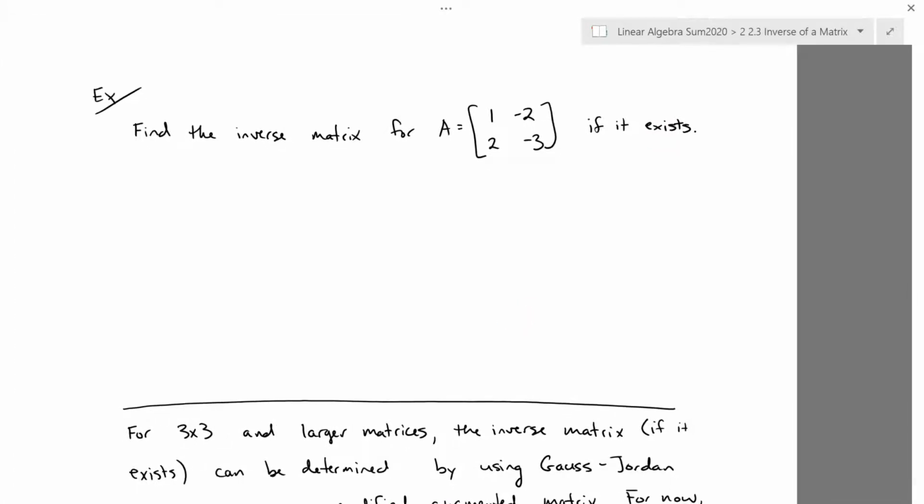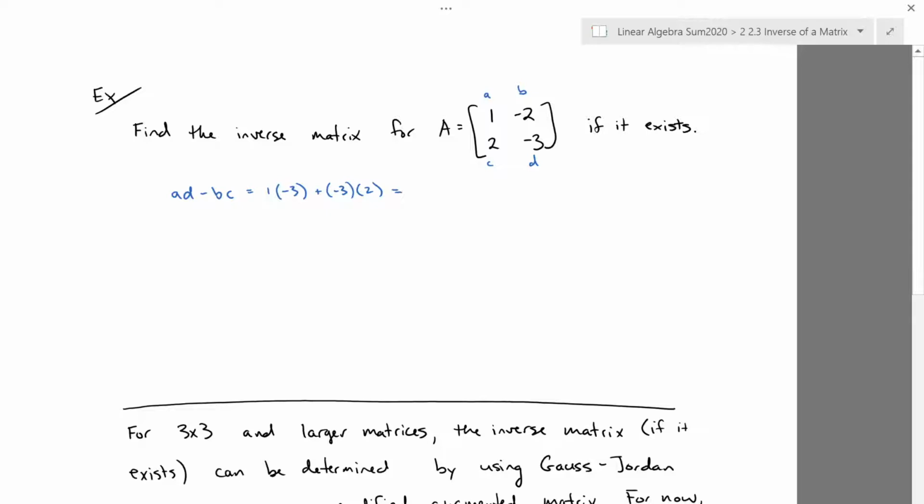Okay, so let's take a look at an example of finding the inverse for a 2 by 2 matrix. Here we have this 2 by 2 matrix, 1, negative 2, 2, negative 3. So this is A, this is B, this is C, this is D. First we want to check if the inverse exists by calculating AD minus BC. So AD is 1 times negative 3. And BC is negative 3 times 2.